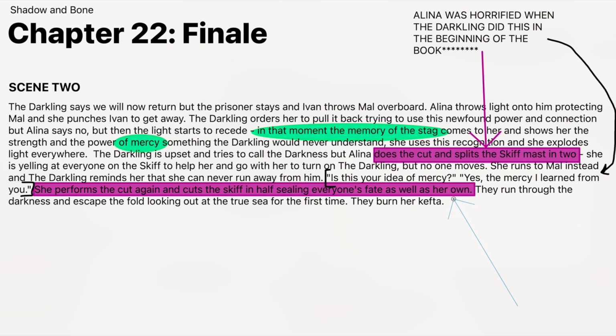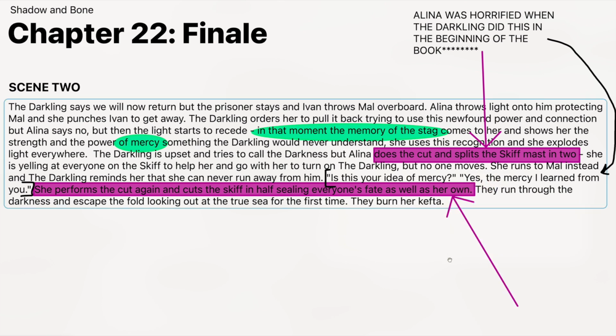But then, when her back's up against the wall and she has no other choice, she performs the cut again and cuts the full skiff, which is the boat, in half. You do learn that in book 2, everyone aboard the skiff, of course, except for the Darkling and his right hand Ivan, end up dying in the fold. This now puts Alina in a playing field that the Darkling is in. One that she never wanted to get to, one that she didn't think was possible for her, but she now has a lot of power and some darkness inside of her. And this will start her on that path of darkness that we see her struggle with throughout the whole trilogy.